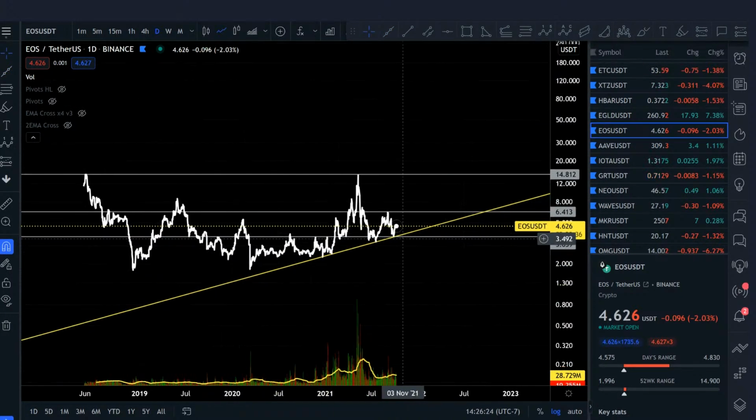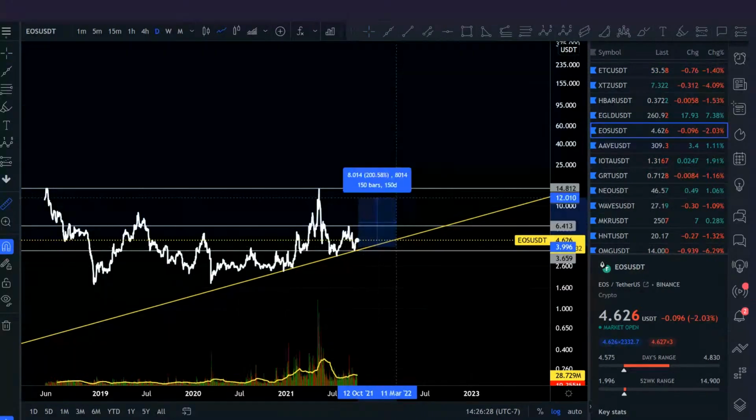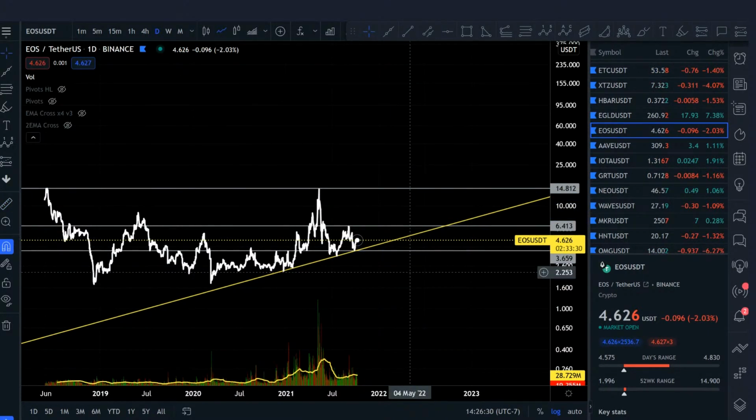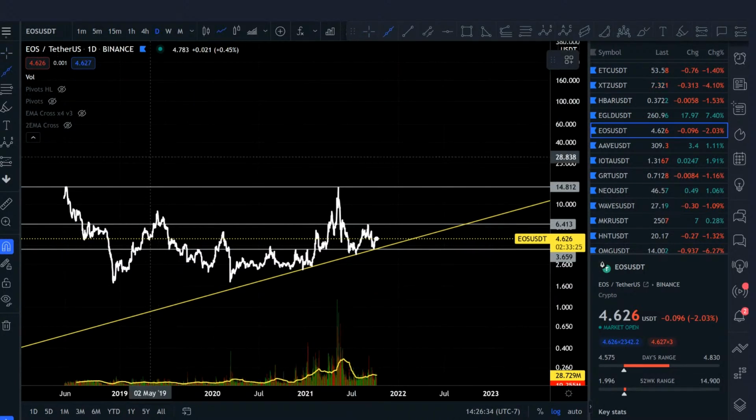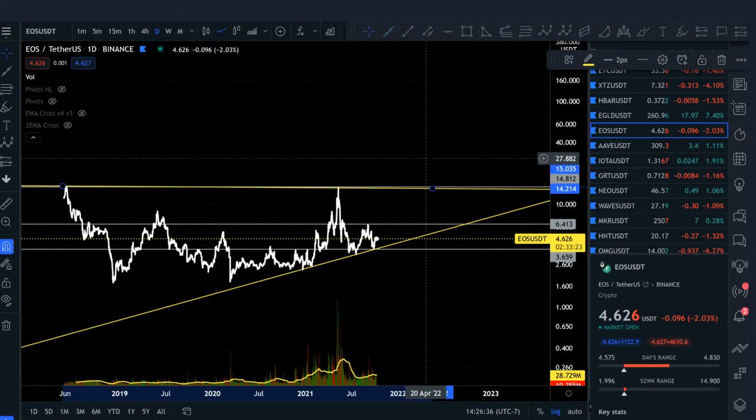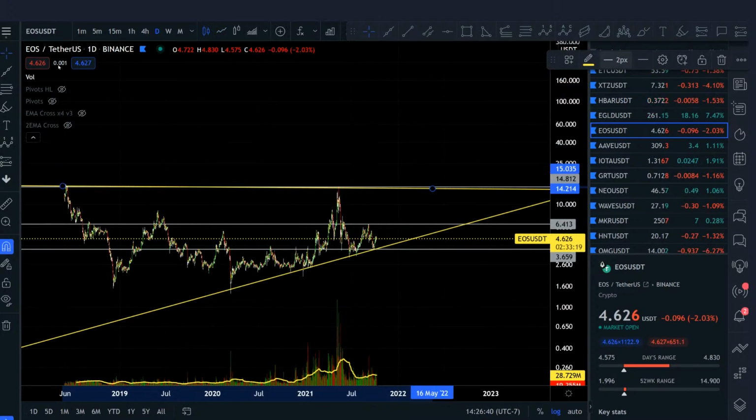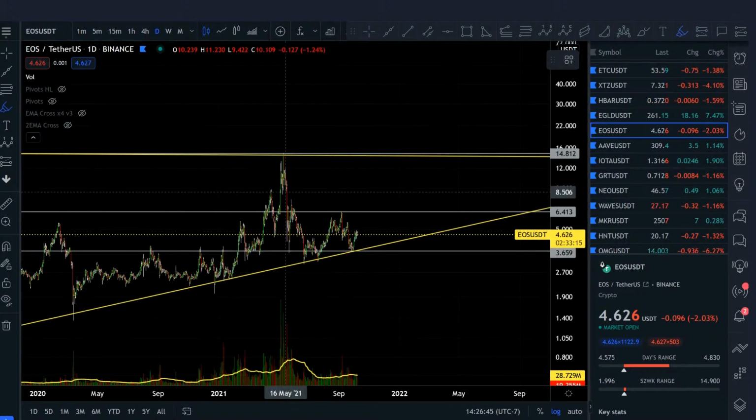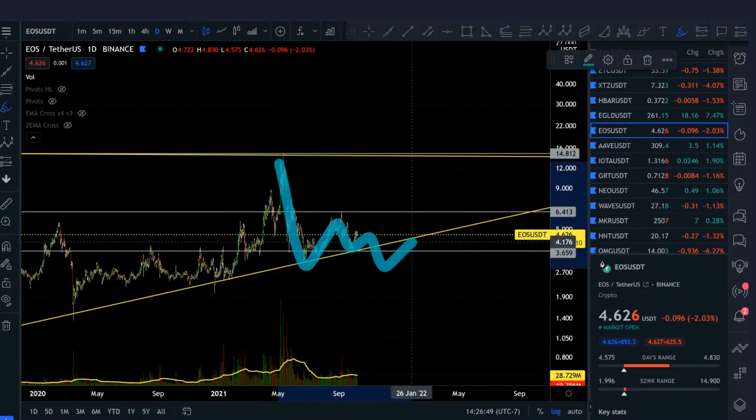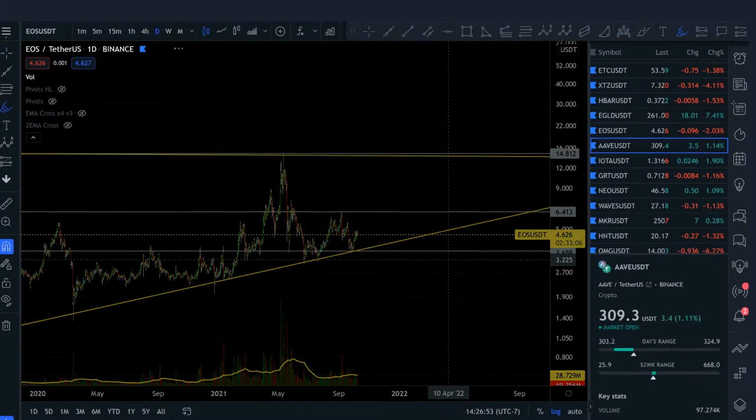If EOS manages to hold support for like another year, then we might get one more pump up on EOS. But that's almost a weekly setup, probably too long term for people on the stream, right? But if somebody's willing to risk it and hold it, maybe. But the problem here is we did bounce off support, and if we don't hit this higher high, then it's going to just be a weekly breakdown.